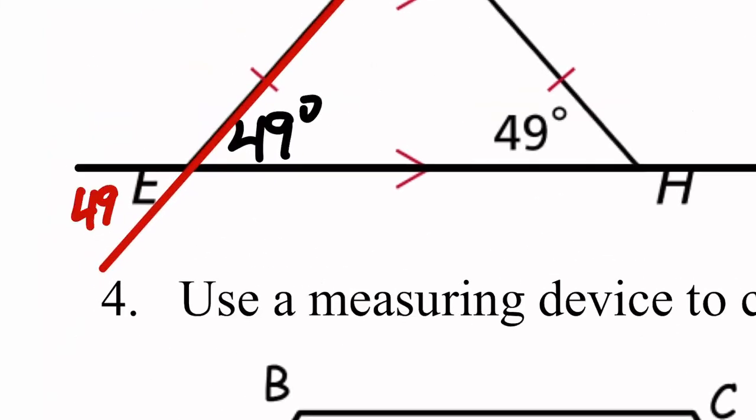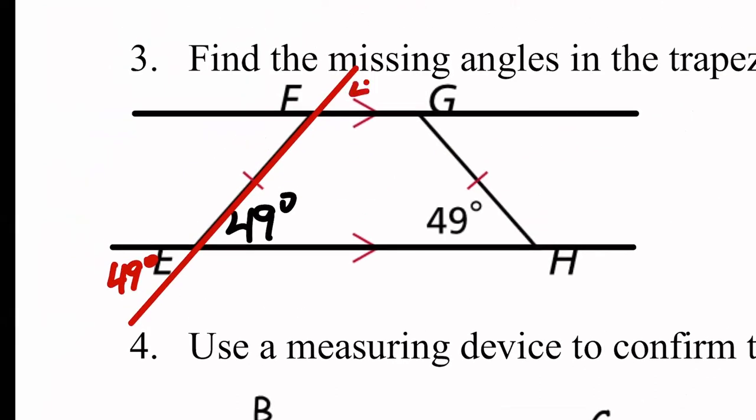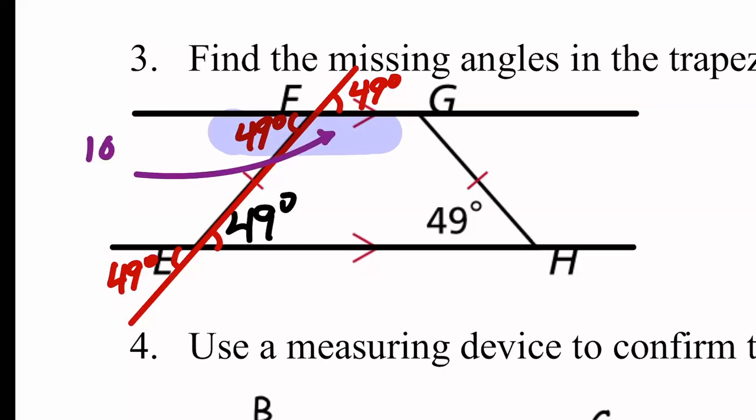All right, so this would be 49 degrees. This would be 49 degrees. This would be 49 degrees. All right, none of those are helpful. You're like, okay, so that was a waste of time. All right, but if two angles come together to form a straight line, like these two do, then they have to add to 180 degrees. So that would mean that this angle right here would have to be 180 minus 49. So that would be 131.